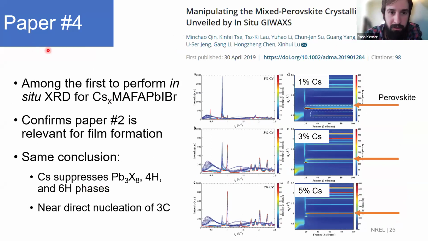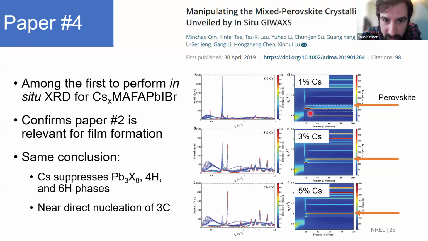Paper 4 I include because they do the in situ. I think there might be some before it, but this is one of the earlier ones where they do in situ measurements, basically confirming papers 3 and 4. And they come to the same conclusion and prove it in a kinetic study that cesium suppresses. It basically skips over the 4H and 6H phases. So it's a little small, but right here is the 2H phase.